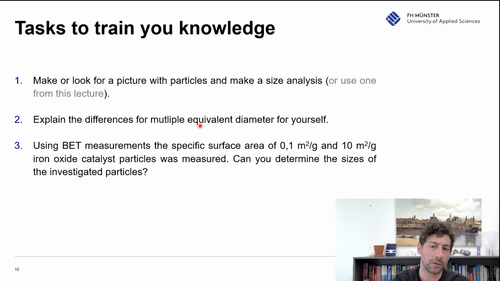And at the end you can also make a small calculation. Using BET measurement, which is a very nice device we have in our lab, you calculated a specific surface area of 0.1 square meter per gram and 10 square meter per gram for iron oxide catalyst particles. And the question is, can you determine the size of the investigated particles? So the size of this sample, the size of this sample, all of them are iron oxide particles.